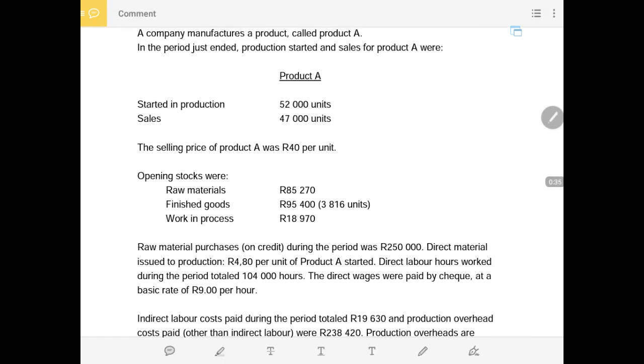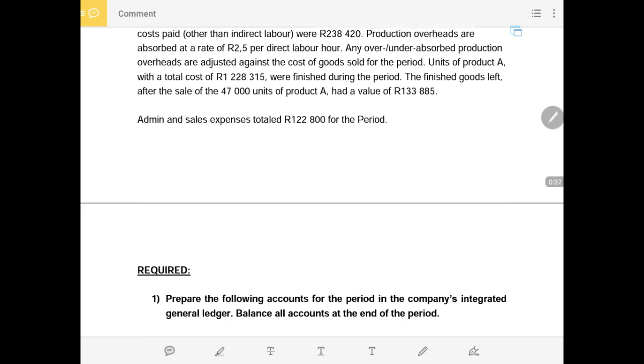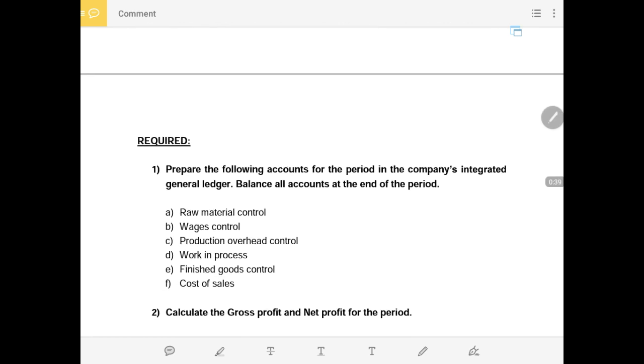Chapter 8, I just want to begin with the requirements so that we see what we are required, and I will be explaining more even than what is provided. We are required to prepare the following ledger accounts for the period in the company's integrated general ledger.